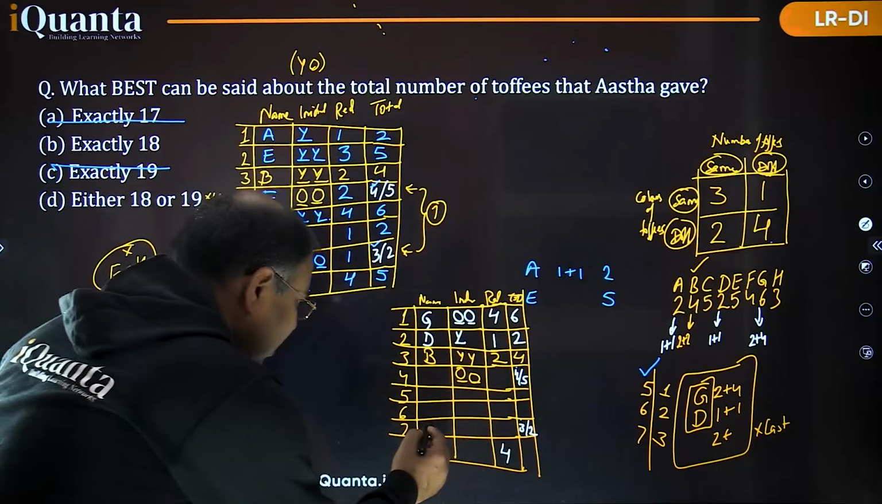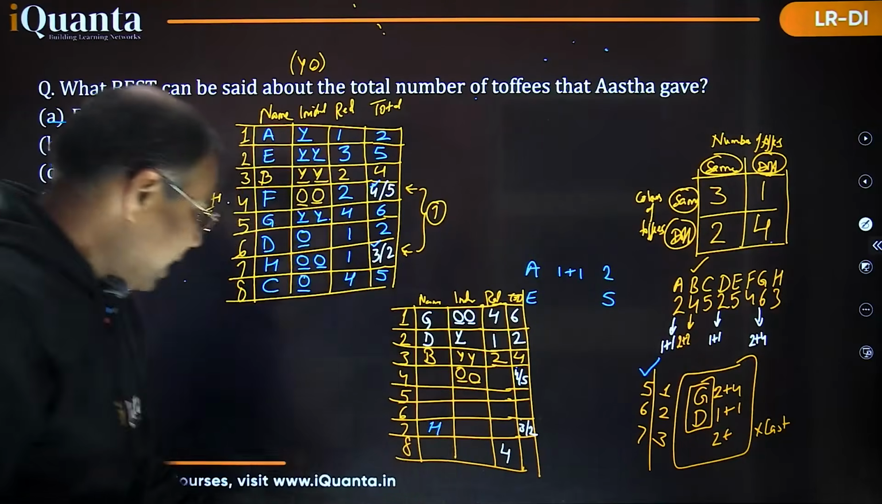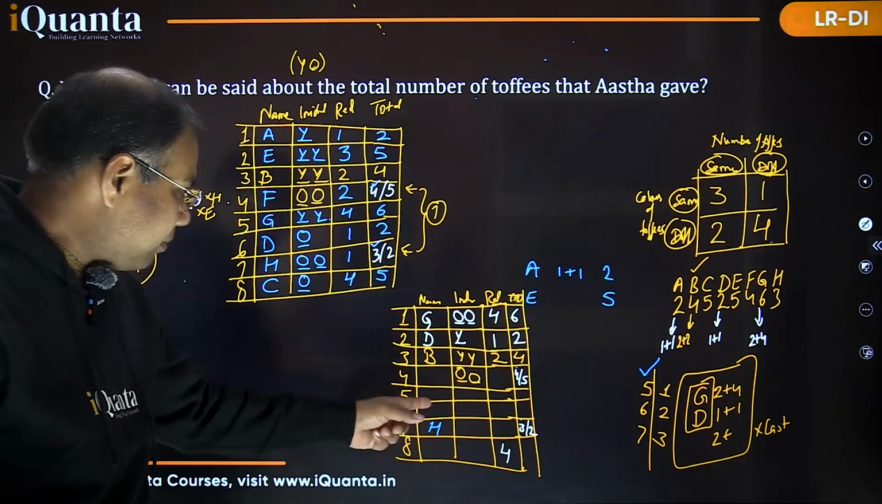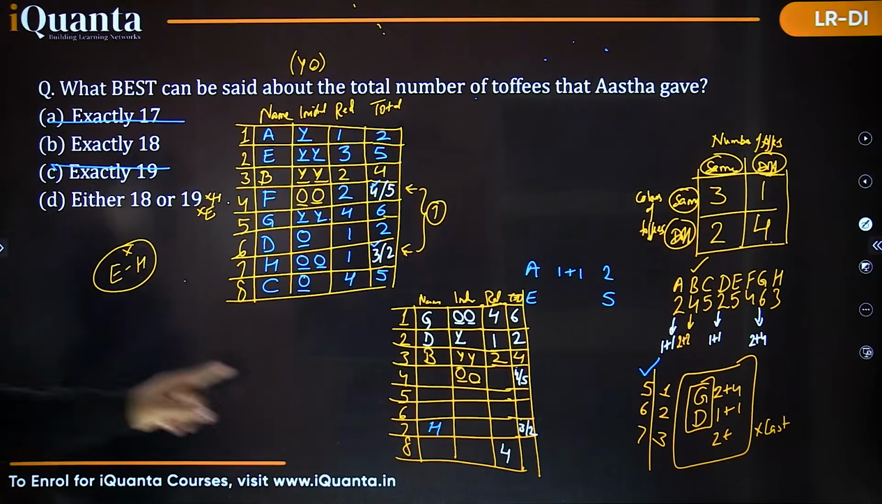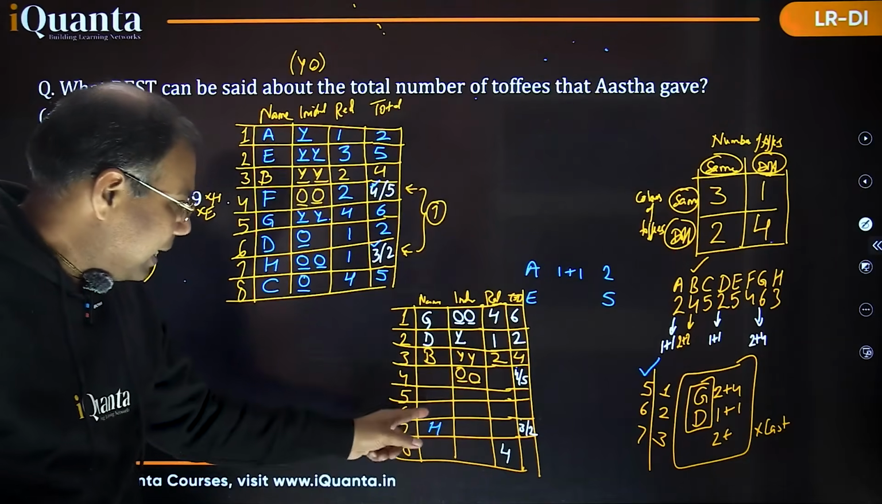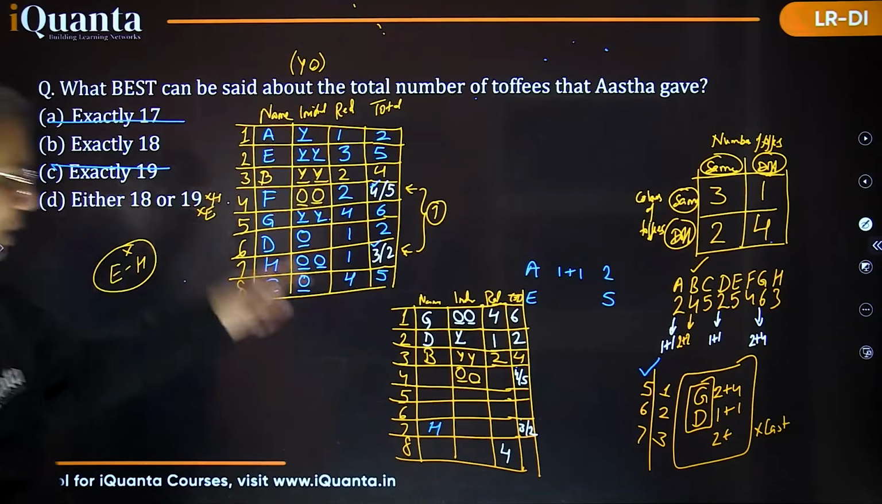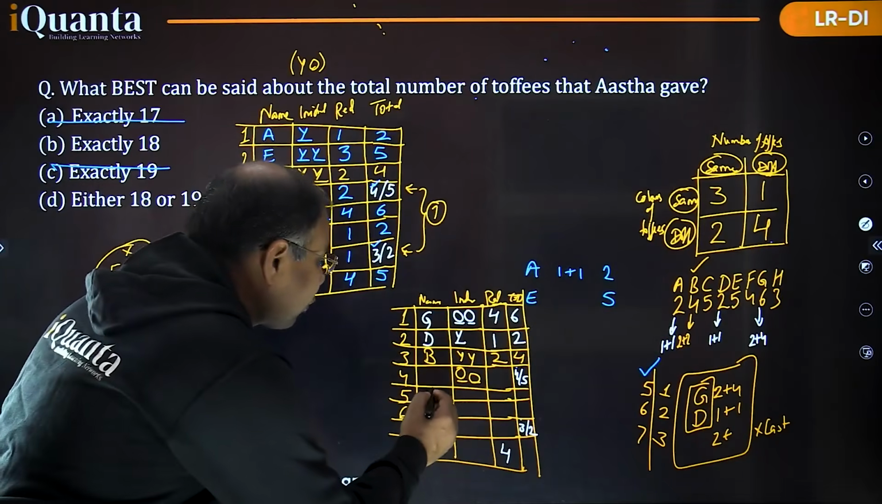So if it is H, then E can't be at these two positions, right? Because E and H don't go together. E can't be at these two positions. E can't be at the 4th position as well. That was also mentioned here. So E certainly must be at the 5th position, right?